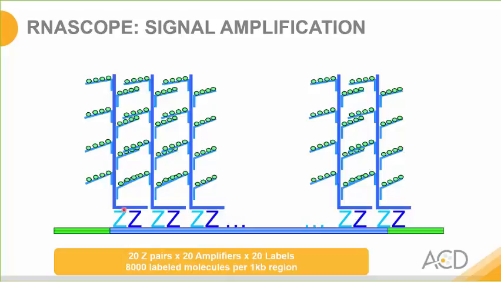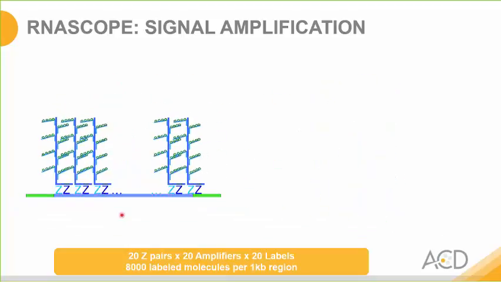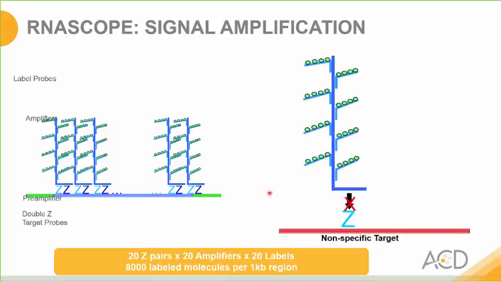In subsequent amplification steps, the hockey stick-shaped amplifiers and circular label probes, indicated in green, bind to the pre-amplifier and amplifier targets respectively, leading to an approximate 400-fold amplification per double Z pair. If a Z probe binds to a non-specific target, the pre-amplifier will not bind.